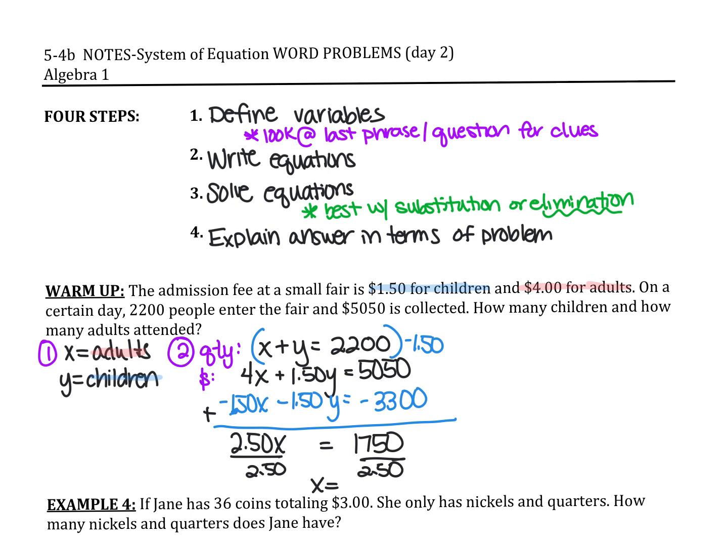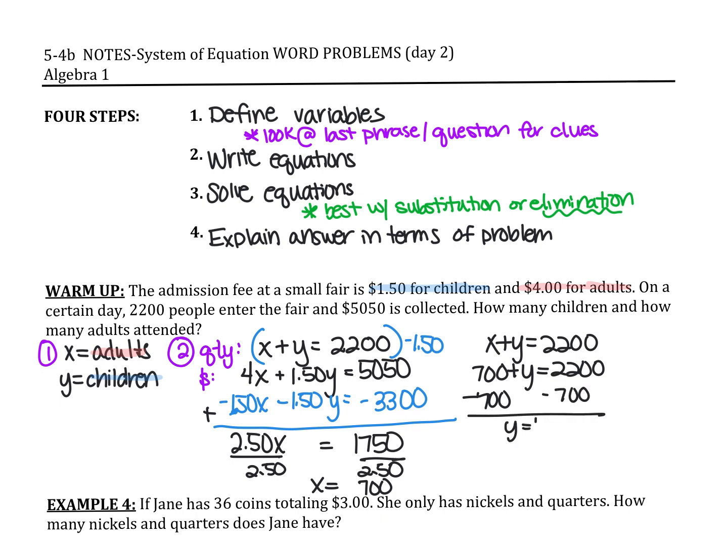To get x equals 700. Okay, now I'm going to go back into my equation. X plus y equals 1,500. Oops, sorry, that doesn't say that at all. It says x plus y equals 2,200. We know x is 700, so 700 plus y equals 2,200. I'm going to subtract 700. We get y equals 1,500.